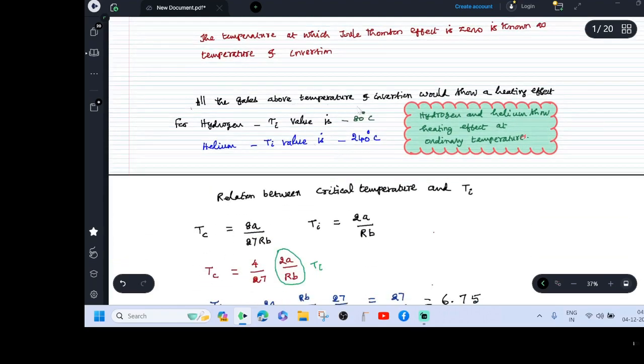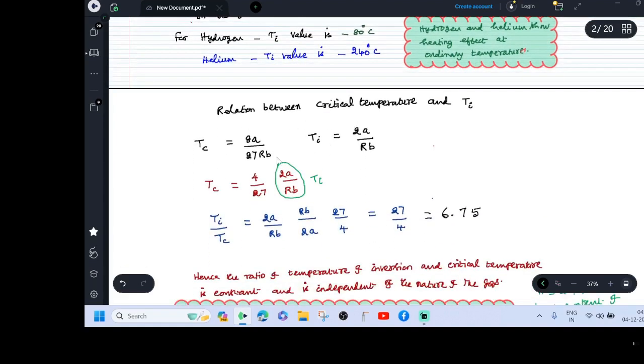All the gases above the temperature of inversion would show a heating effect. For hydrogen, the temperature of inversion value is minus 80 degrees Celsius, whereas it is minus 240 degrees Celsius for helium. Hydrogen and helium show a heating effect at ordinary temperatures.